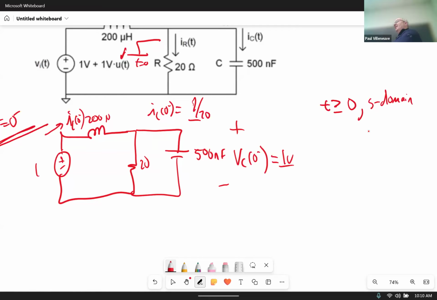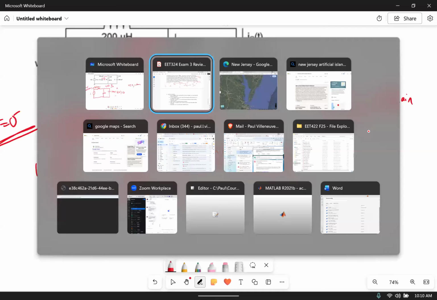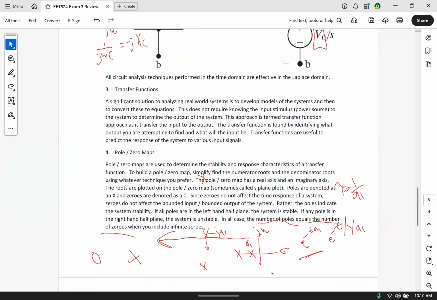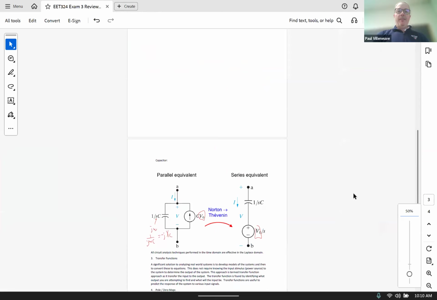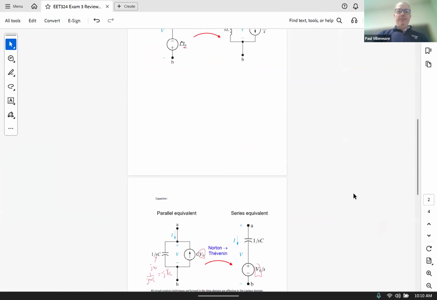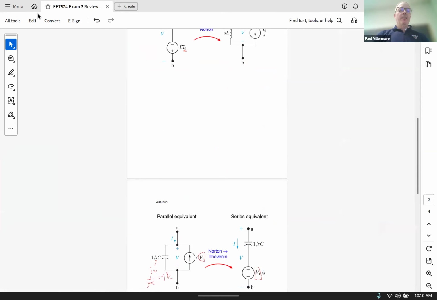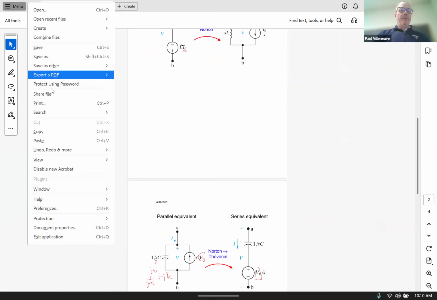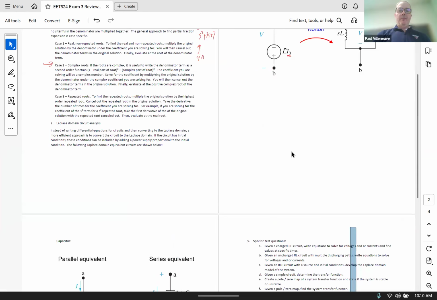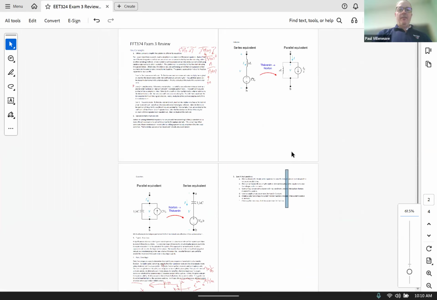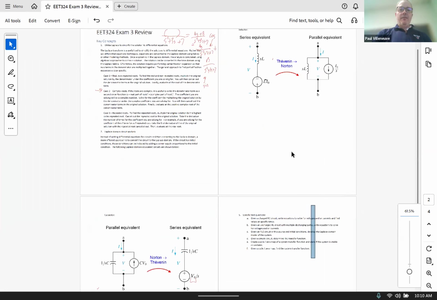Does anybody want to see the circuits that you need for the Laplace domain equivalence? Would that be helpful? Yeah. See if I can make these small enough so you can see them both. Almost. Let me see if I can do 2-page view. How about that?